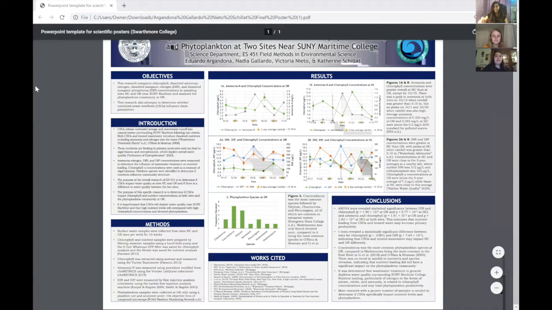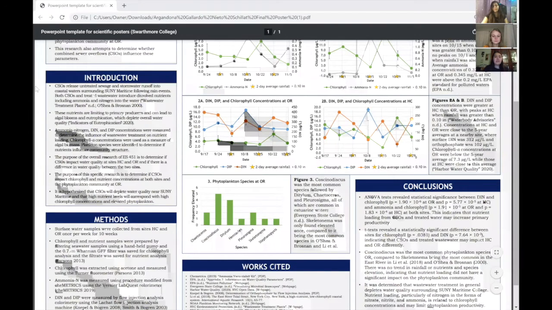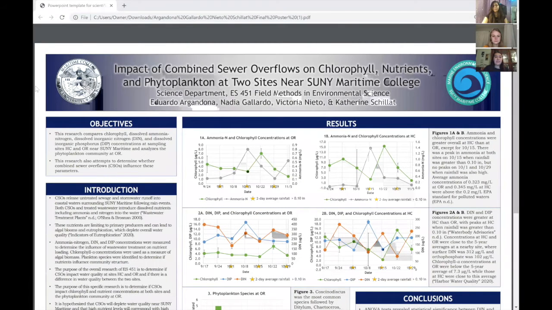So the objectives of this research are to compare chlorophyll, dissolved ammonia nitrogen, dissolved inorganic nitrogen (DIN), and dissolved inorganic phosphorus (DIP) concentrations at sampling sites HC and OR near SUNY Maritime, and analyze phytoplankton at site OR.